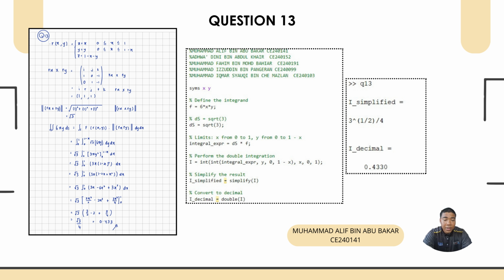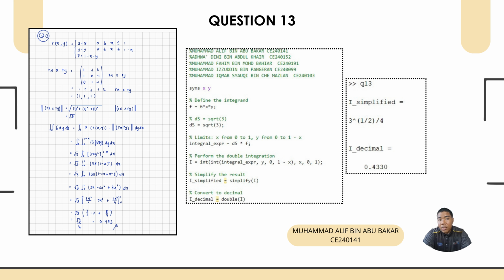The region projected onto the xy plane is a right triangle bounded by x equals 0, y equals 0, and x plus y equals 1. We solve the plane equation for z, obtaining z equals 1 minus x minus y.